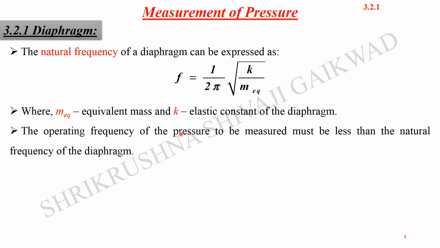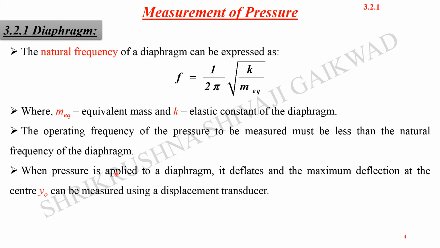The operating frequency of the pressure to be measured must be less than the natural frequency of the diaphragm. Otherwise, some disturbances will happen in the diaphragm, or it can get damaged permanently. So our operating frequency must be less than the natural frequency of the particular diaphragm. Whatever is calculated is the maximum frequency we can consider here, right?